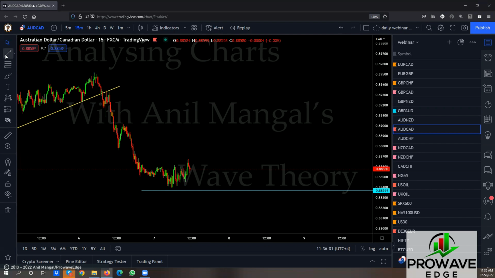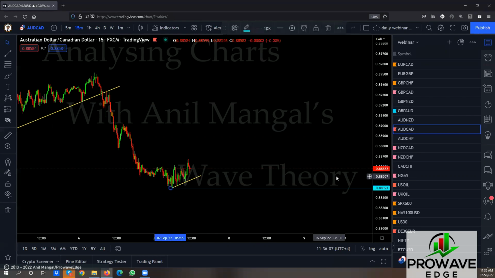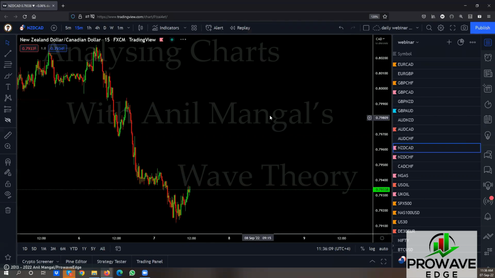Let's go. Aussie CAD. It's a sell. I think this one is easy. You can put it here if you want. You can keep it here if you want, just a few pips. It doesn't make a big deal. It's not a huge move up.